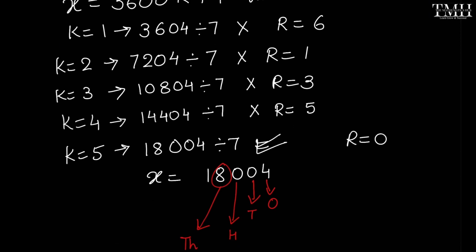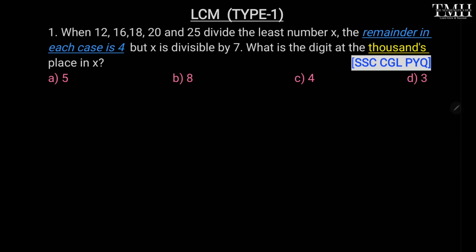Now let's find out the shortcut way of solving this question. Viewers, the shortest way of solving this question is as follows. First of all, we have to find the LCM of all these numbers. Here I am going to tell you another way of finding the LCM of the numbers. So 12, 16, 18, 20 and 25 are the numbers.